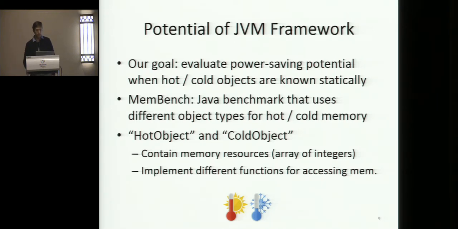For these experiments, we use a custom benchmark that we call minbench. Minbench is a very simple Java benchmark that uses different object types to distinguish memory that's going to be hot from memory that's going to be cold. It creates two main types of objects, hot object and cold object. Each of these objects contains a large array of integers that represent the memory resources associated with the object, and each object class implements different functions for accessing those objects' memory resources.